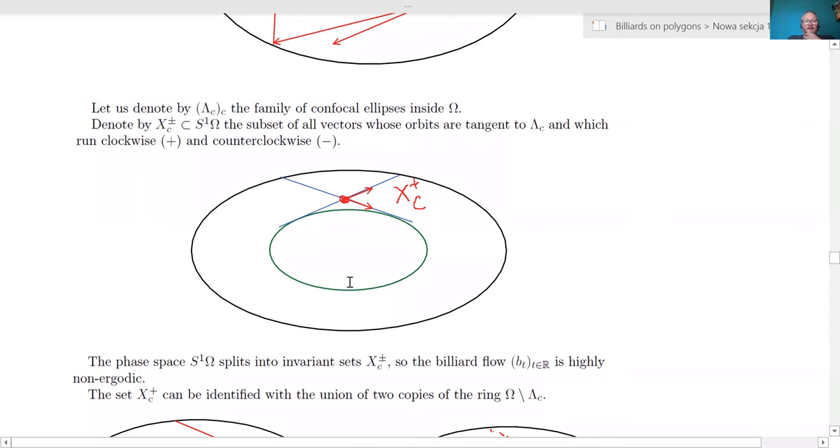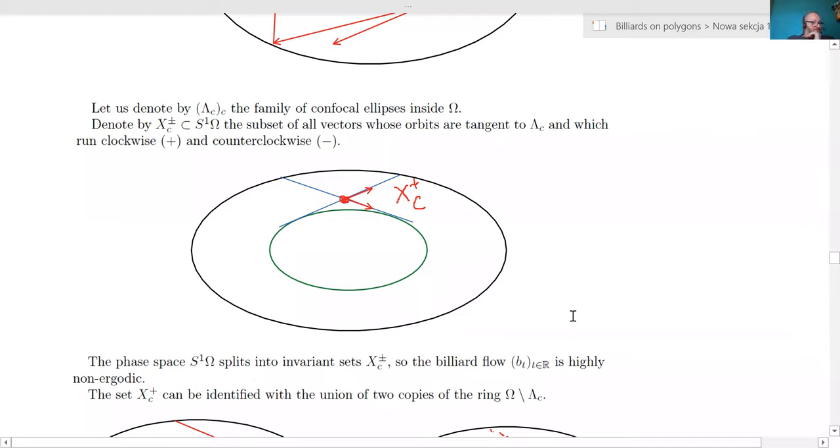Okay, this said, because of the fact that lambda c is a caustic, we know that this set c plus minus c is invariant under the action of the billiard flow. So it means that the phase space of our flow splits into many invariant sets. So it implies non-ergodicity in a very particular way.